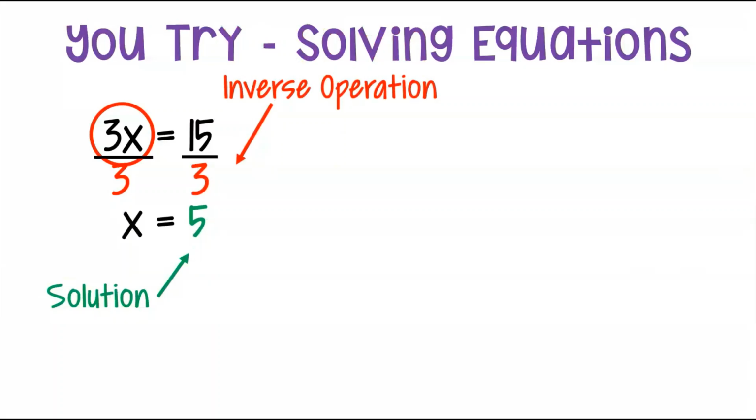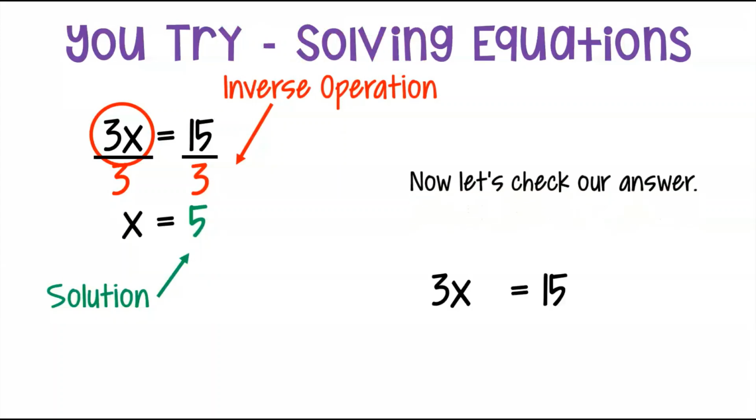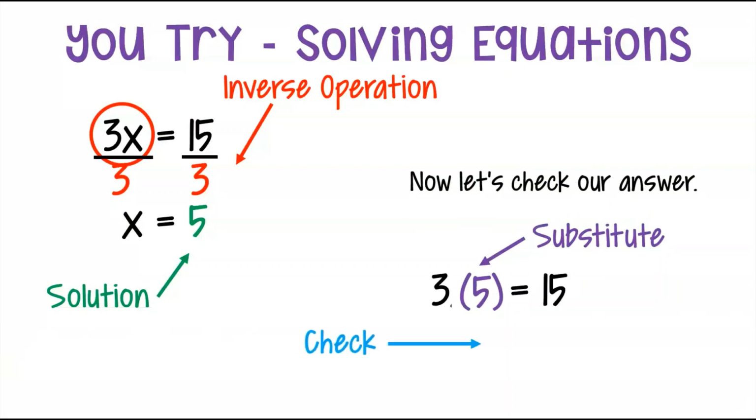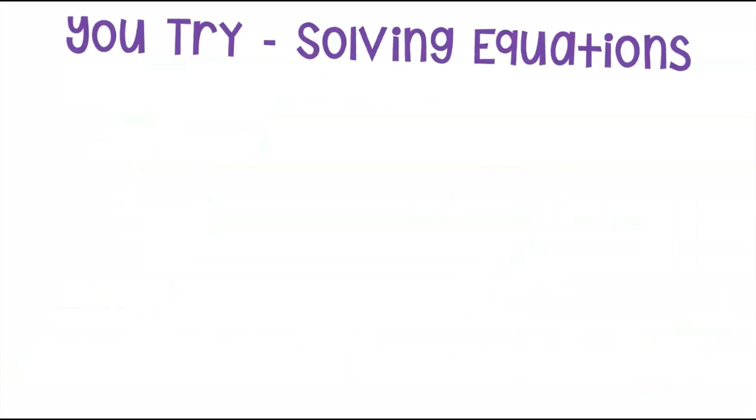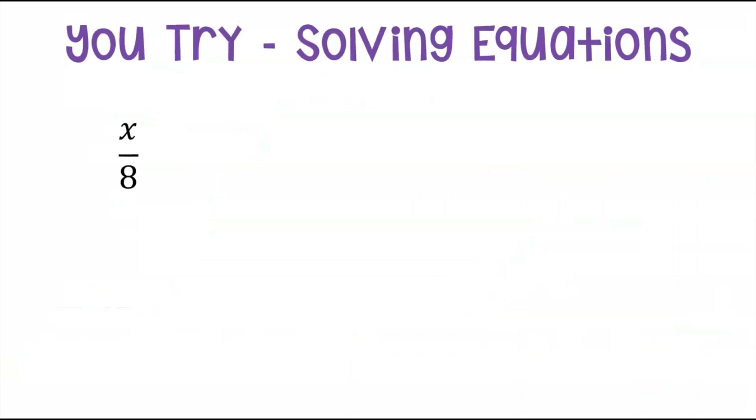That is our solution. To check to make sure that we got it correct, we plug in or we substitute the value of 5 for the variable x. And when I do the math, 3 times 5 does in fact equal 15. Since I got 15 on both sides, I know I'm good to go. All right, try this last problem.